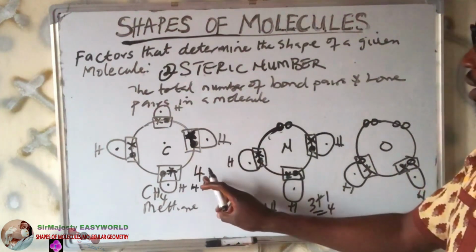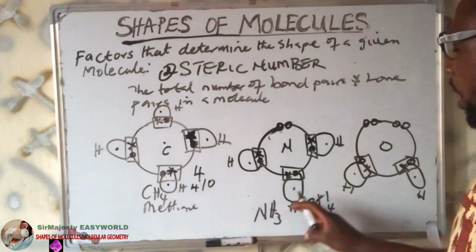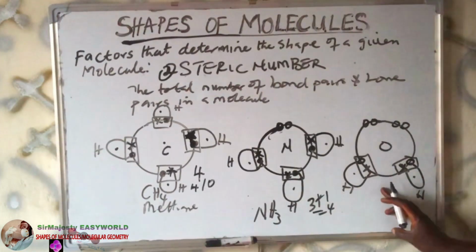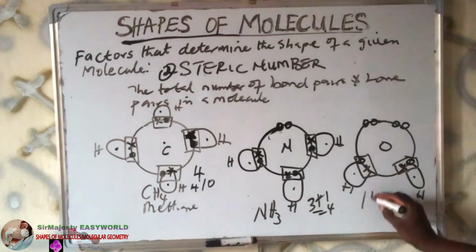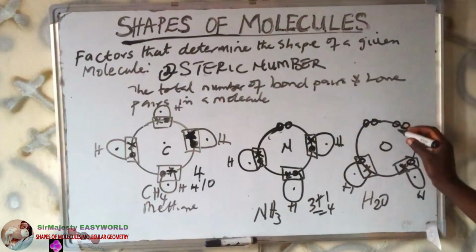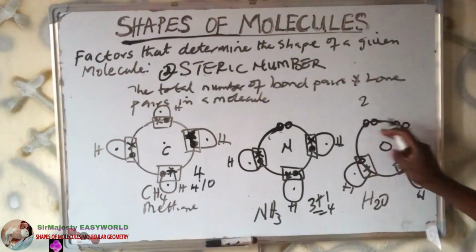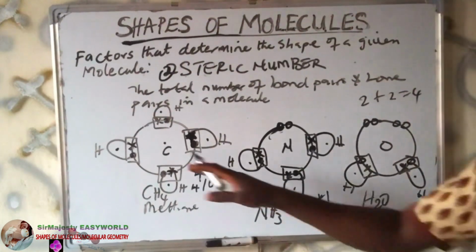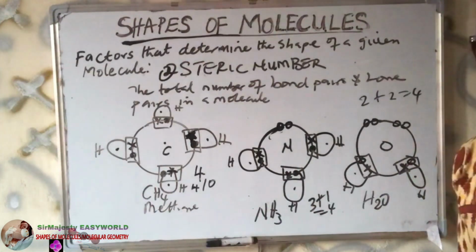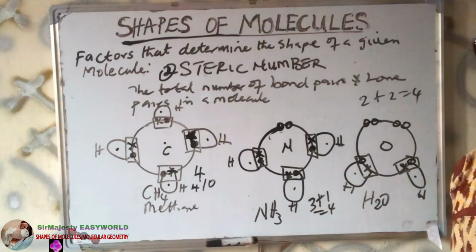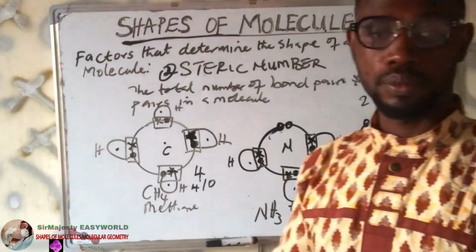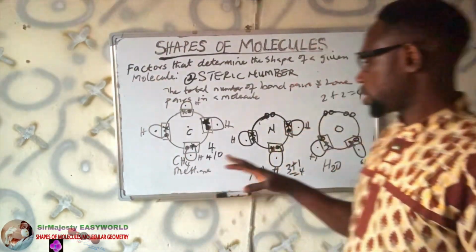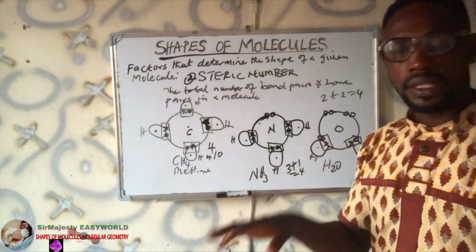Methane has 4 bond pairs and 0 lone pairs, while ammonia has 3 bond pairs and 1 lone pair, which will affect the shape. Then this structure here is the water molecule, which has how many lone pairs? It has 2 lone pairs, 1, 2, plus 2 bond pairs, which is 4. So these molecules all have 4 as their steric number. Does it mean that the steric number must be 4? No. Steric number can start from 2. It can be 3, 4, 5, 6. I'll give you examples, but I'm using this for you to understand what we mean by steric number.